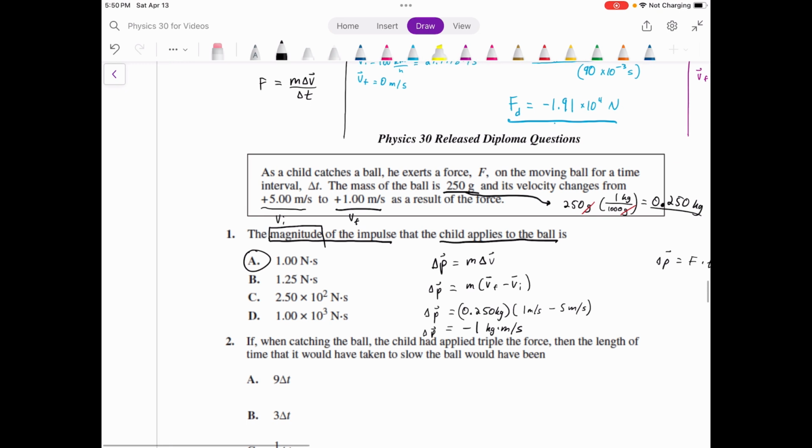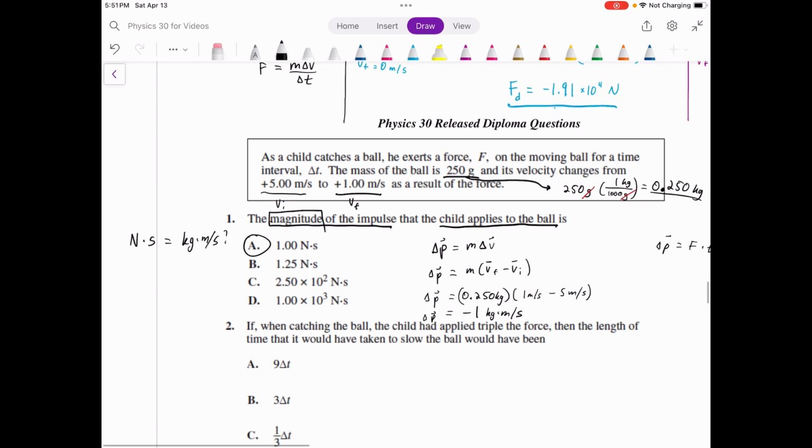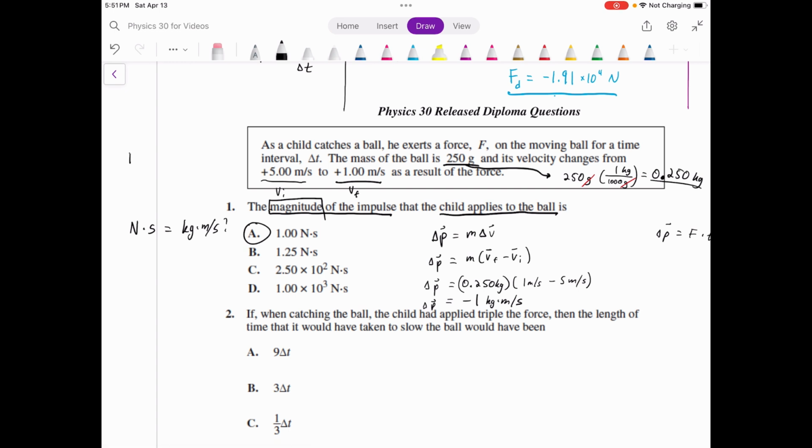I'm just going to quickly show you. A Newton second is actually the same thing as a kilogram meter per second. Don't believe me? Good. Why should you take my word for it? But remember, a Newton, since force equals mass times acceleration, is a kilogram meter per second squared. So a Newton times a second is a kilogram meter per second squared times a second. And a second divided by a second squared, right?